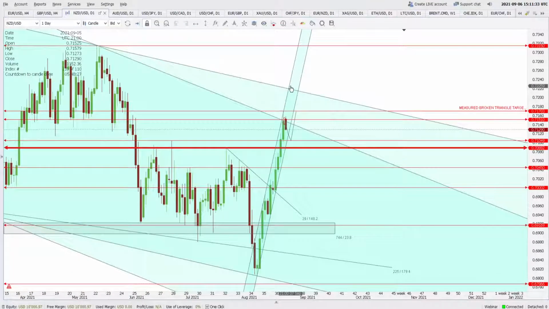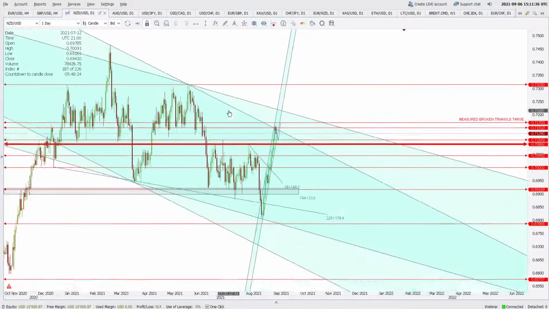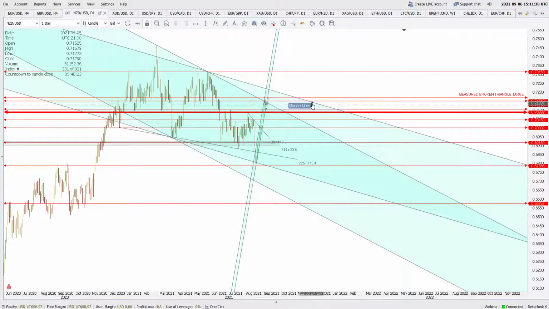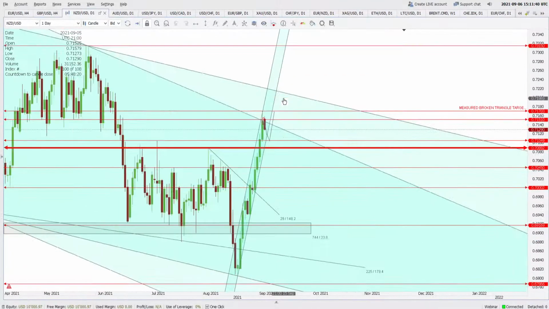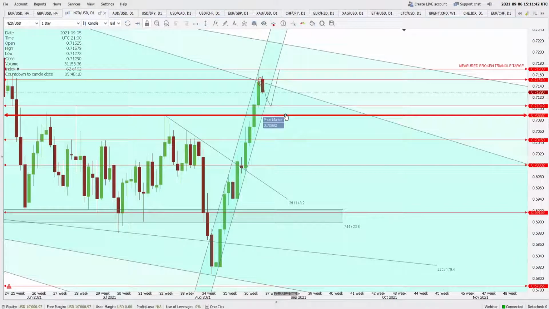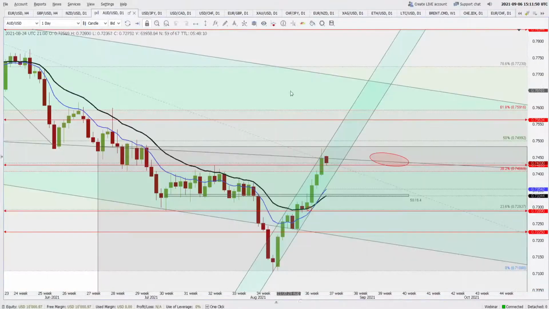If they hold as support, there is a chance that the price will go and test this falling channel's resistance line. Otherwise, we may continue lower and the price may go back to 0.7088, and if the price goes back below this one, then 0.7045 will be the next target for this.